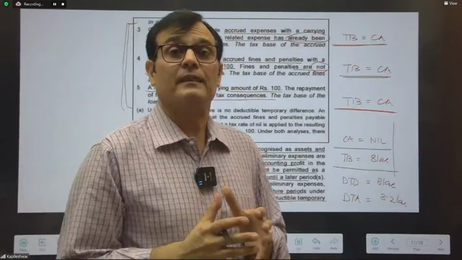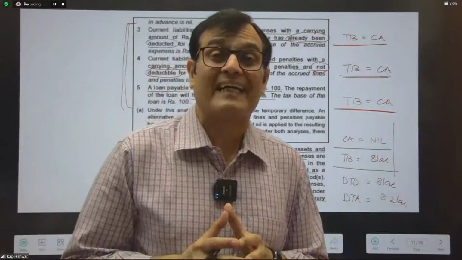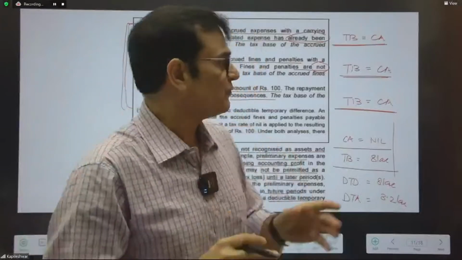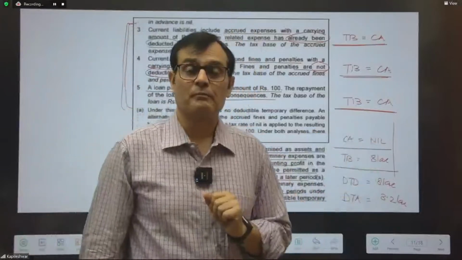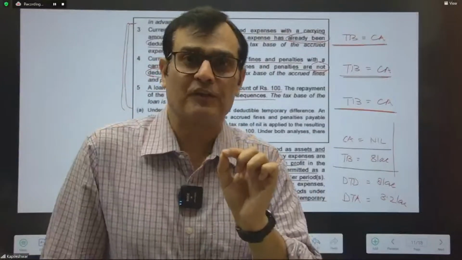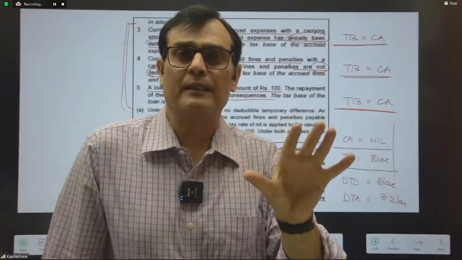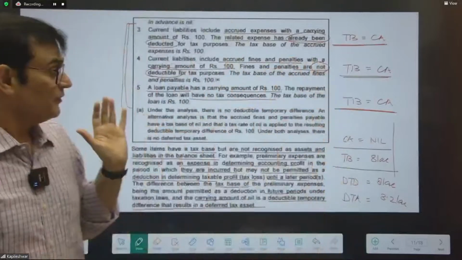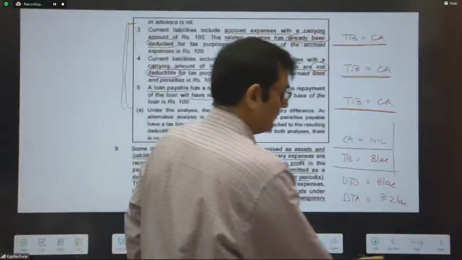So you can see that we need to be careful in a practical life situation that there could be certain assets and liabilities which have got a zero carrying amount. But still we need to identify that if this item has got a tax base, and accordingly you apply the deferred tax consequence. Okay, so this was one part done.